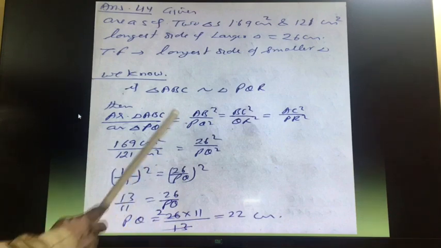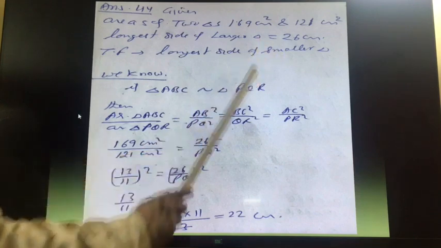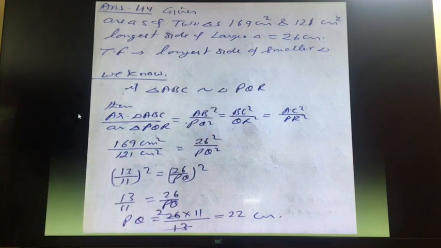What is PQ? PQ is the longest side of the smaller triangle. So the longest side of the smaller triangle will be 22 centimeter. So please write it nicely in your notebook.